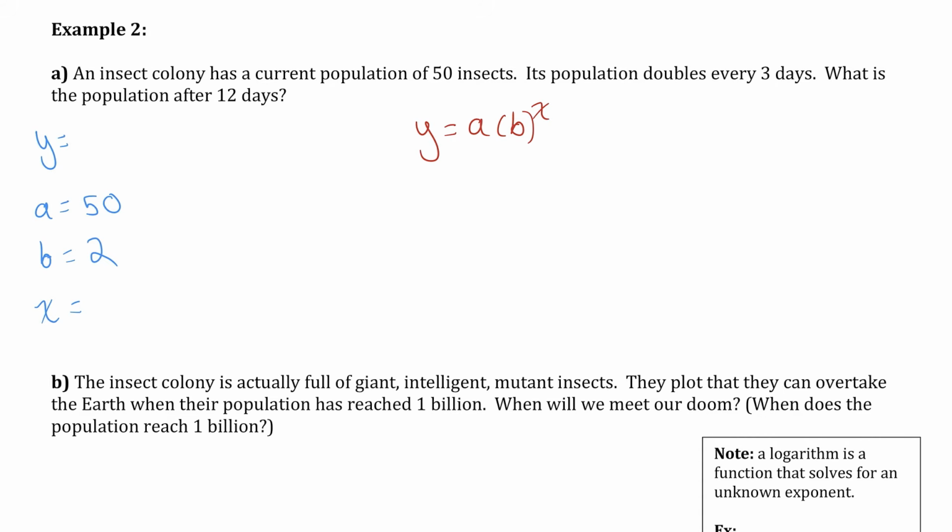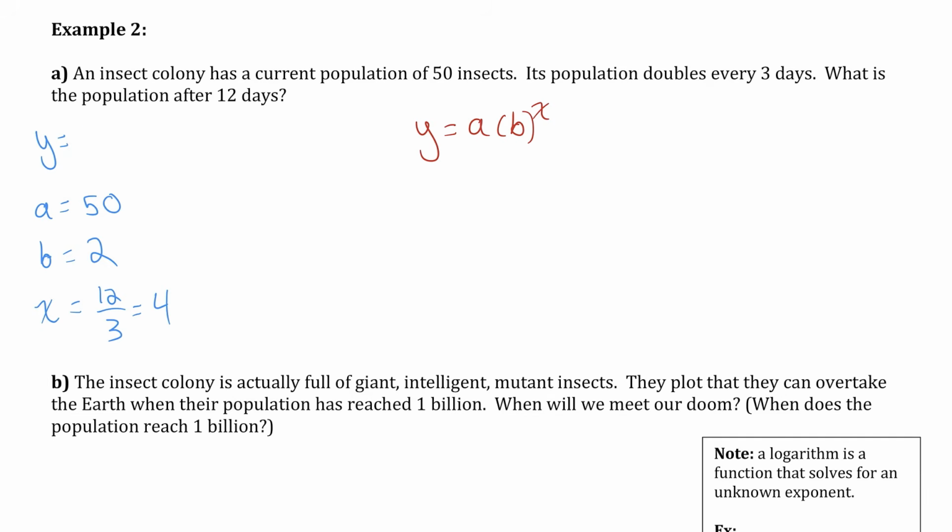X is the number of times it's going to double, or the number of growth periods that are going to happen. And we can always calculate that by doing the total amount of time, which is 12 days, divided by the time of one growth period, which is 3 days. If it doubles once every 3 days, how many times is it going to double in 12 days? Well, we just do the total time, 12, divided by time of one growth period, 3, to figure out it's going to double 4 times over that 12-day period.